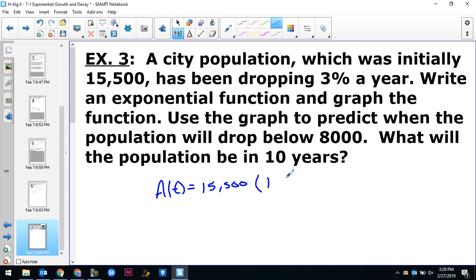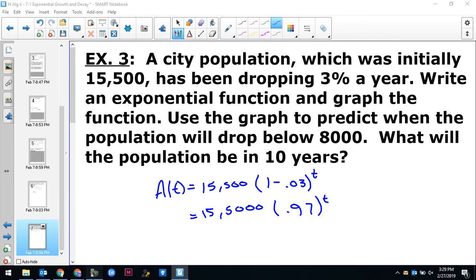A of t is equal to, now we've got little a, initial amount, 15,500 people, times 1. Now, is my population going to grow or decrease? It's going to decrease. 1 minus 0.03 raised to the t power. Usually our exponent is our variable. So here's my function: 15,500 times 0.97, since 1 minus 0.03 is 0.97, to the t power. Okay, so there's my function, right?